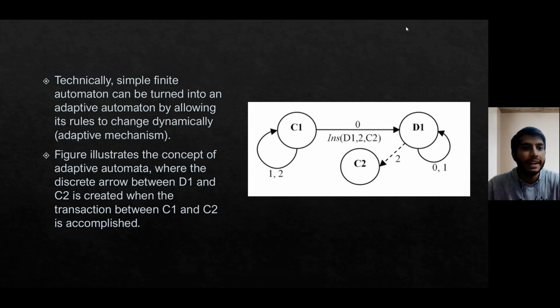Technically, simple finite automata can be turned into an adaptive automata by allowing its rules to change dynamically. The following figure illustrates the concept of adaptive automata, where the dashed arrow between T1 and C2 is created when the transition between C1 and C2 is accomplished.